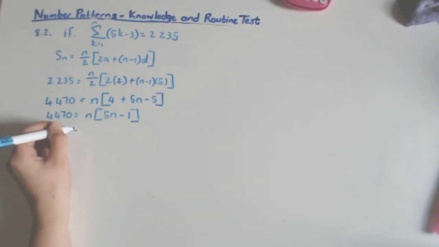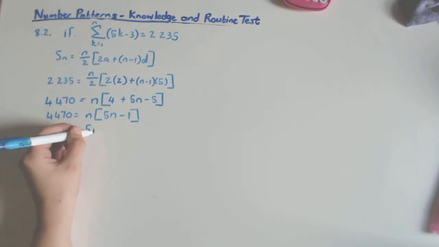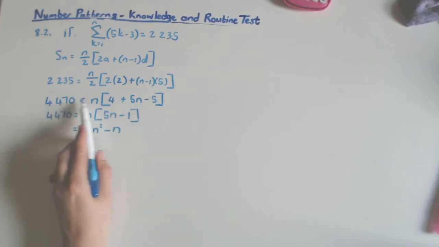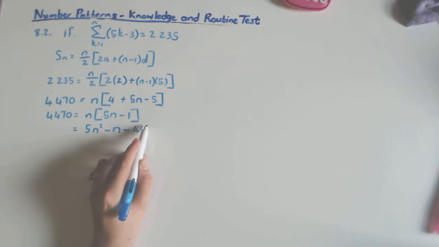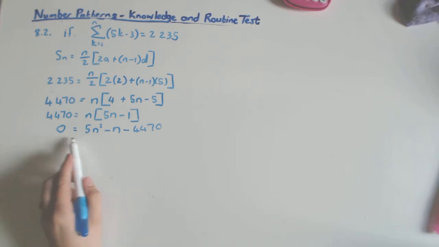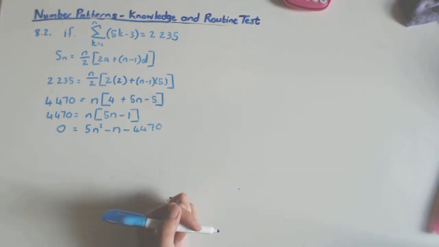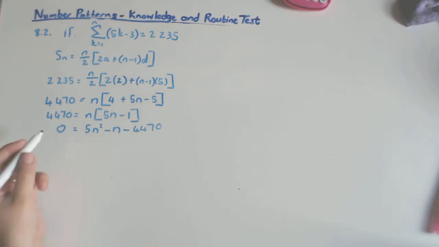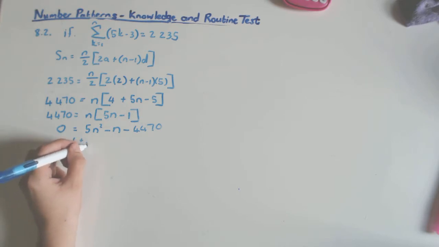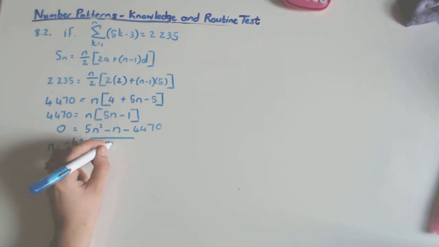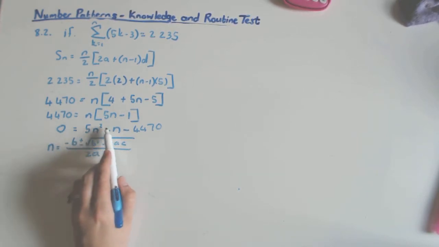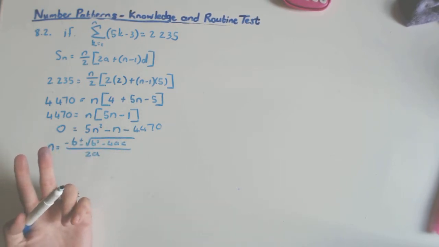And then I'm left with, I'm just going to multiply in this n, 5n squared minus n. And I'm going to bring this over also. Minus 4470 is equal to 0. So this is a quadratic equation. I think the fastest way to find n will just be to use the quadratic formula. Minus b plus or minus root of b squared minus 4ac over 2a. To find the value of n, you're going to have two values here actually.